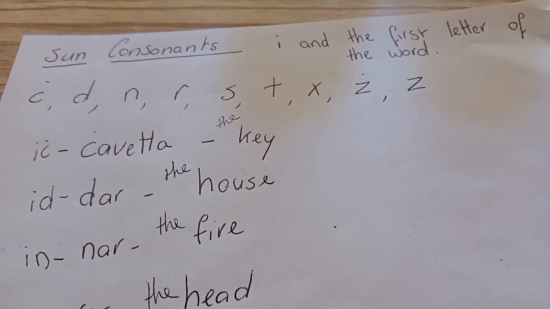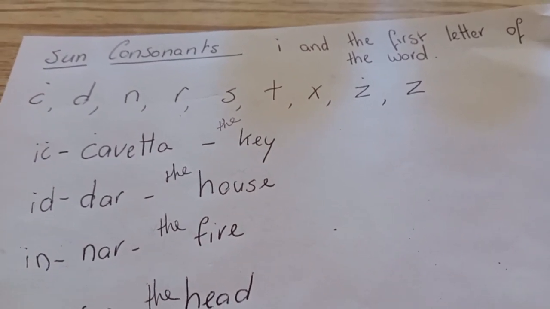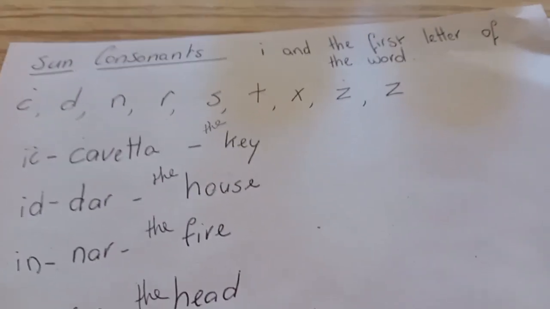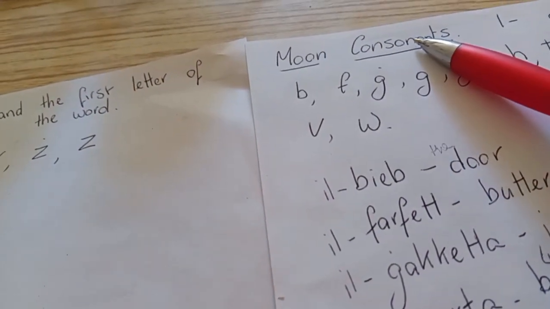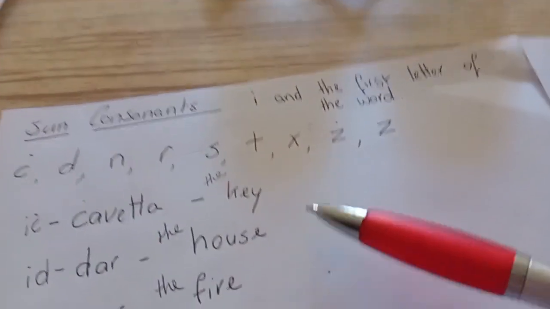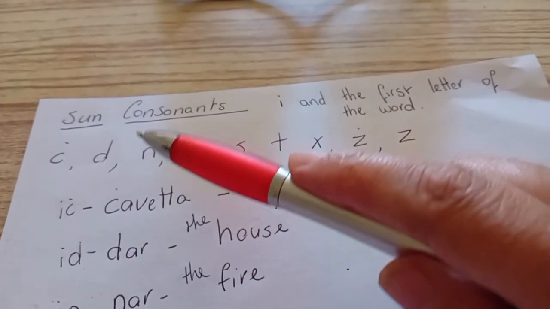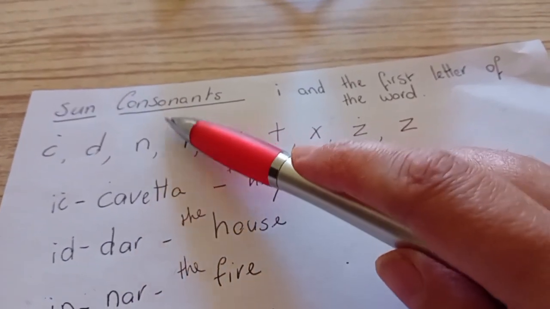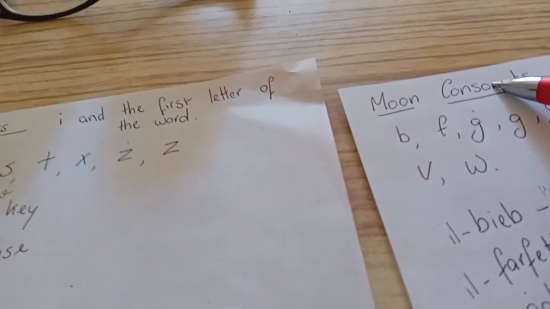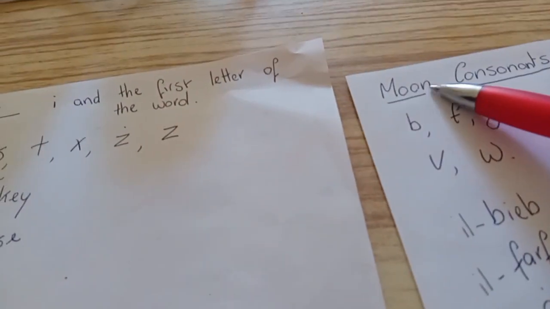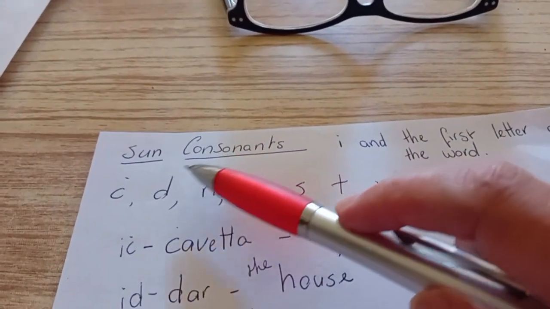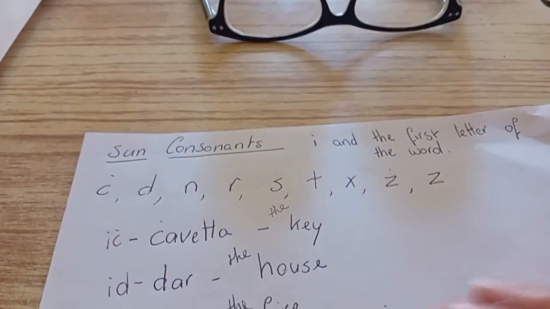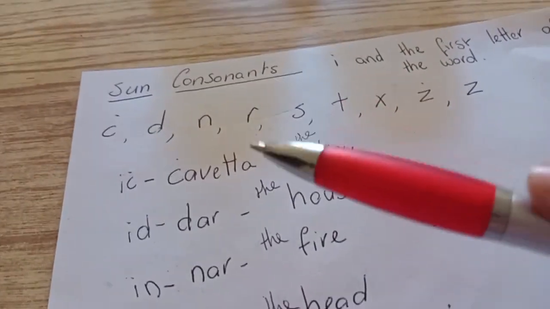Now in Maltese the consonants are divided into two. We have the sun consonants, and we have the moon consonants. I'm going to start with the sun consonants. We say in Maltese consonanti xemxin and consonanti qamrin. Qamar is the moon, that's why moon consonants, and xemx is the sun, that's why sun consonants.